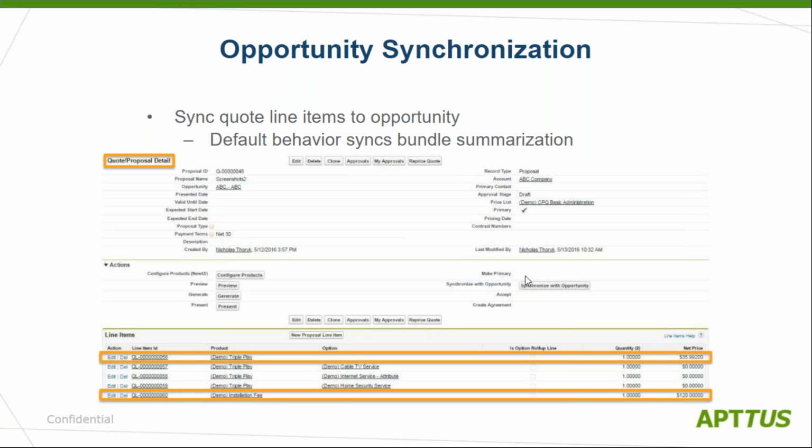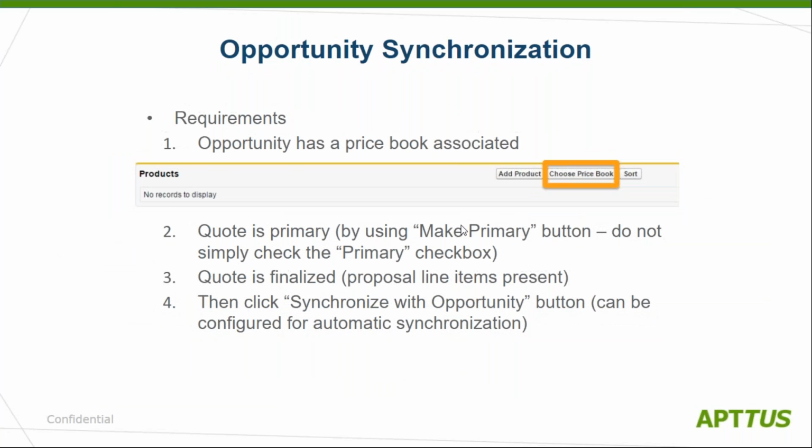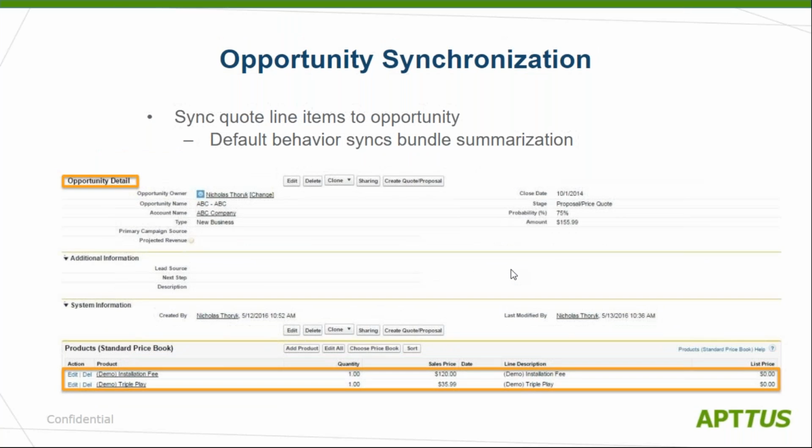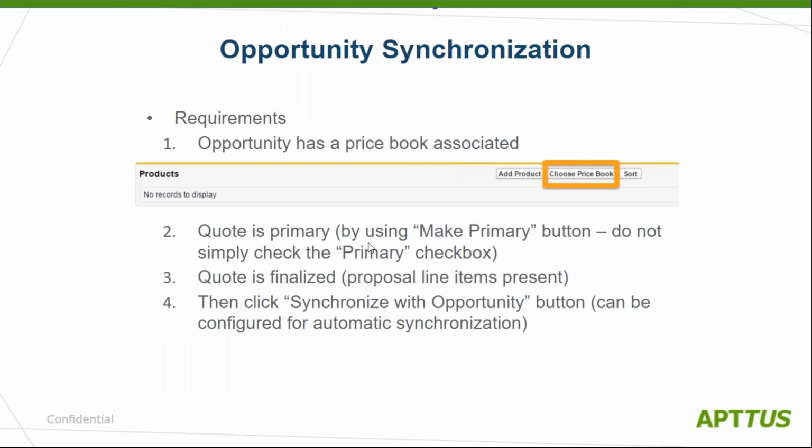Once we click on the make primary button, it becomes primary, and this primary checkbox, which is visible, gets checked. We have to click on the button. We don't have to directly check this checkbox, because there is certain automation that runs on the click of the button. If you directly check this checkbox, it might not work. You have to click on the button, because the button will trigger the events which are in the background for Apttus. So the quote is primary by using the make primary button. Do not simply check the primary checkbox, just click on the button.